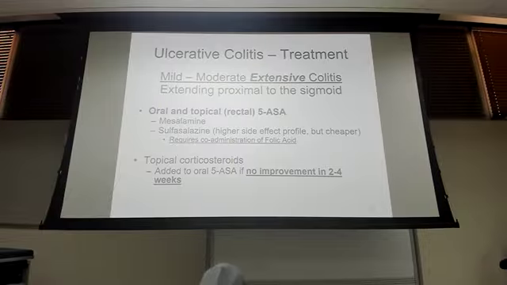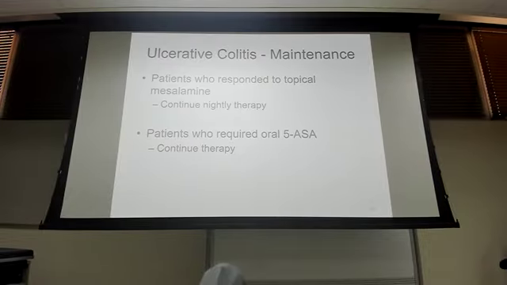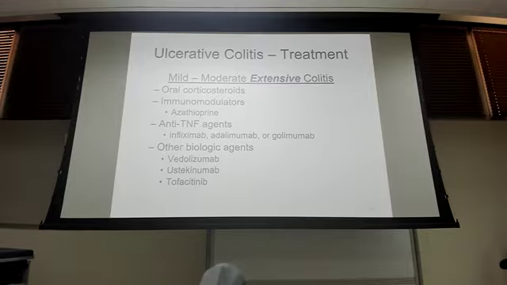So if we move forward 2 slides here, there's UC maintenance. Now when we get into UC treatment, it says mild to moderate extensive colitis there. Scratch out the mild, we'll just call this moderate. This is if the mild to moderate we talked about 2 slides ago, the symptoms persist. So now we're moving more into moderate to severe. Then we can add those oral corticosteroids, and then we start talking about the immunomodulators and the anti-TNF agents.